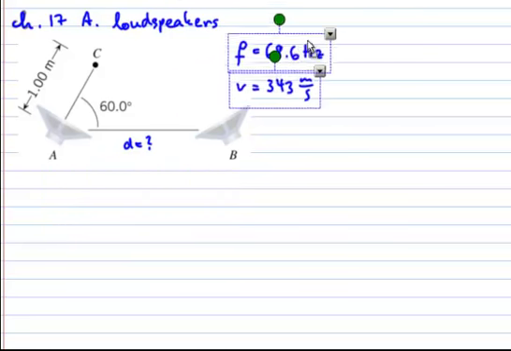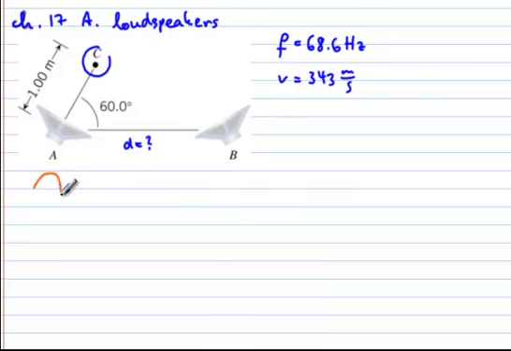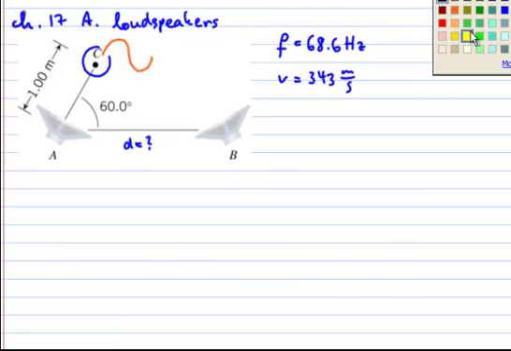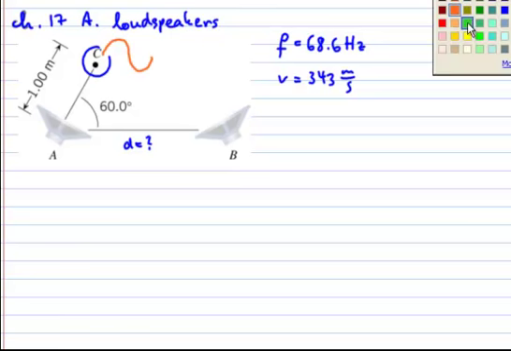Can hear no sound. I'm going to move this out of the way because I decided I do need the space here. So at point C, this is what you would hear from speaker A. I'm going to change the color there. So you get some kind of wave here from speaker A at point C. That's what you hear from speaker A at point C. And then from speaker B, you hear this.